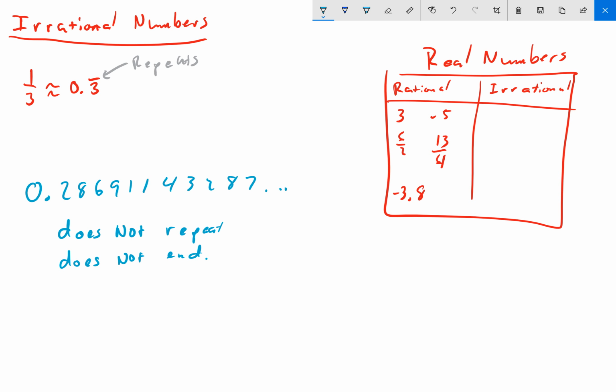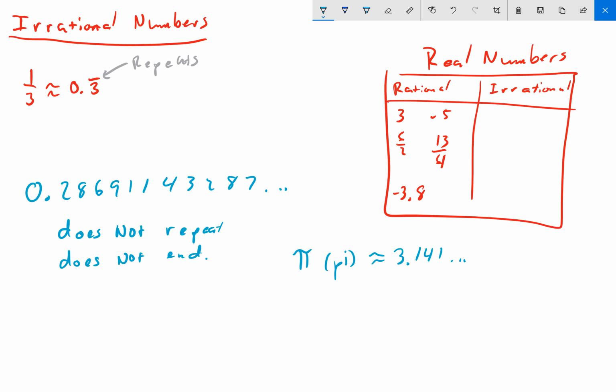What would an irrational number look like? So what would an irrational number look like? Well, there's certain irrational numbers that are very easy to identify, and the most famous is pi. And pi is approximately 3.141, etc. It goes on and on and on.